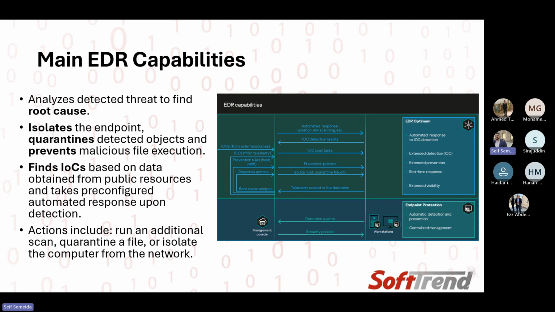Now we'll discuss the EDR capabilities. We have the root cause analysis, which basically shows the flow chart of the attack. EDR mainly isolates the endpoint when it detects an attack. It quarantines all the detected objects, and it prevents any malicious file from running on your device. And as we mentioned, it finds IOCs based on the data obtained from different resources such as the CVE database. Some of the actions it takes are running an additional scan to double check that the IOCs are actually there, quarantining a file, or isolating the device from your network fully.